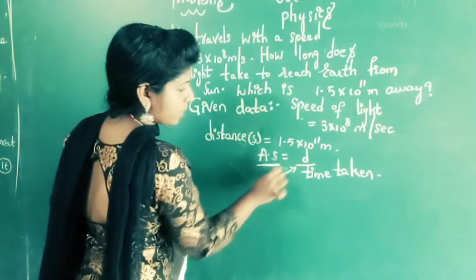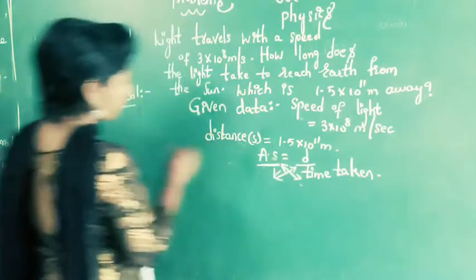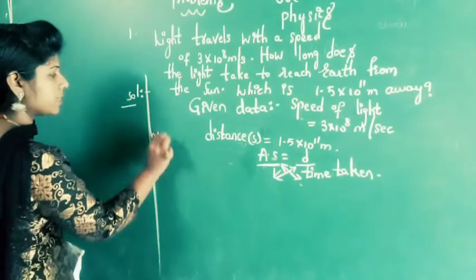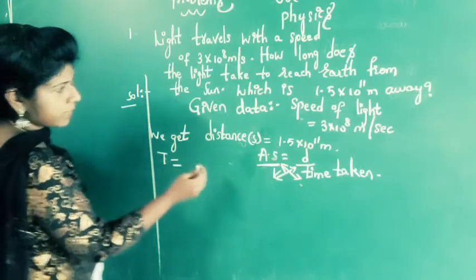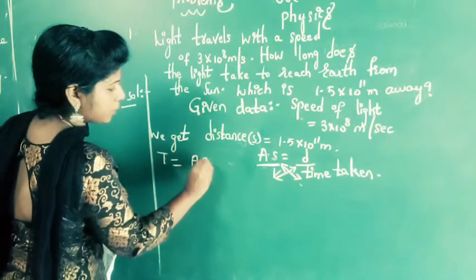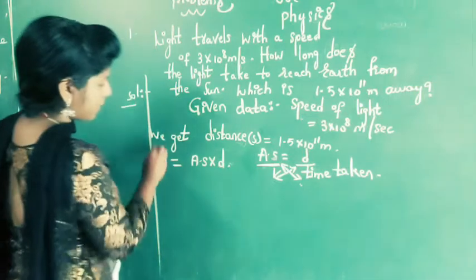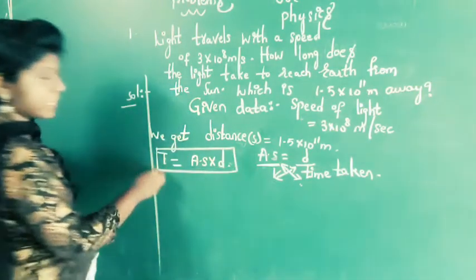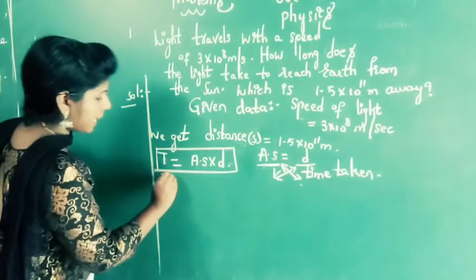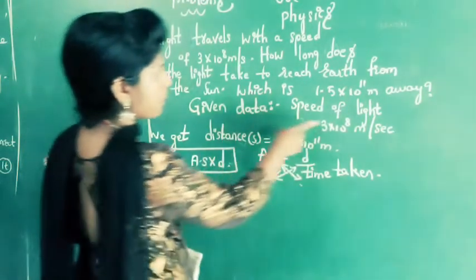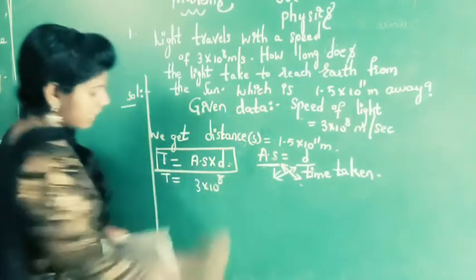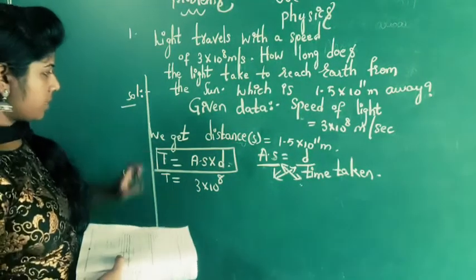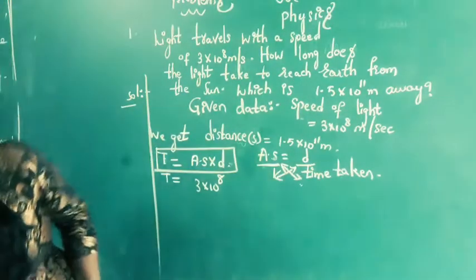By doing cross multiplication, what is the value we are getting? Time taken T is equal to average speed into distance. Time taken is equal to what formula? Average speed into distance. So time taken T is equal to what is the speed? 3 into 10 power 8. So we can write like this also, right?